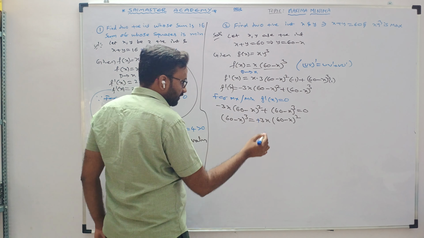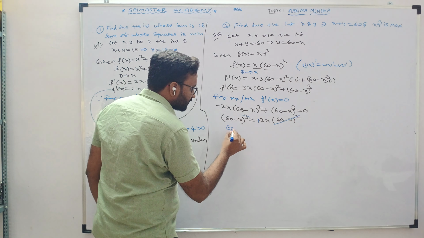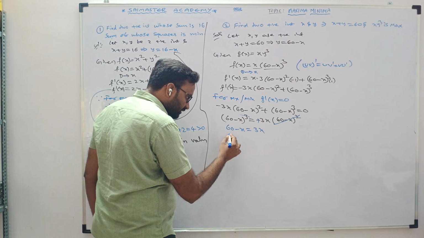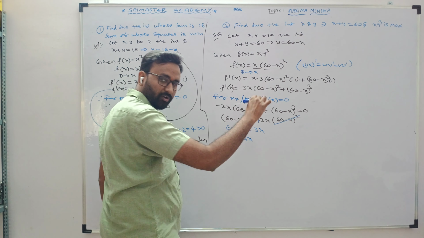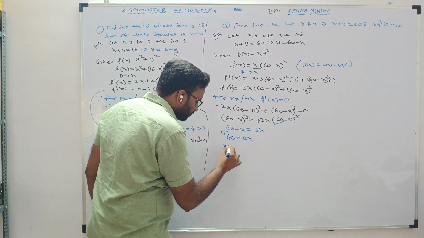Okay, so here cancel on both sides. Two times cancel, one time is there. So you will get 60 minus x is equal to 3x. Now taking x to that side, 60 is equal to 4x. Now 4 into 15 is 60, so they cancel, and x is equal to 15. We need to find y also. Just substitute here directly. y is equal to 60 minus 15, what is 60 minus 15? 45. So we have now x and y.